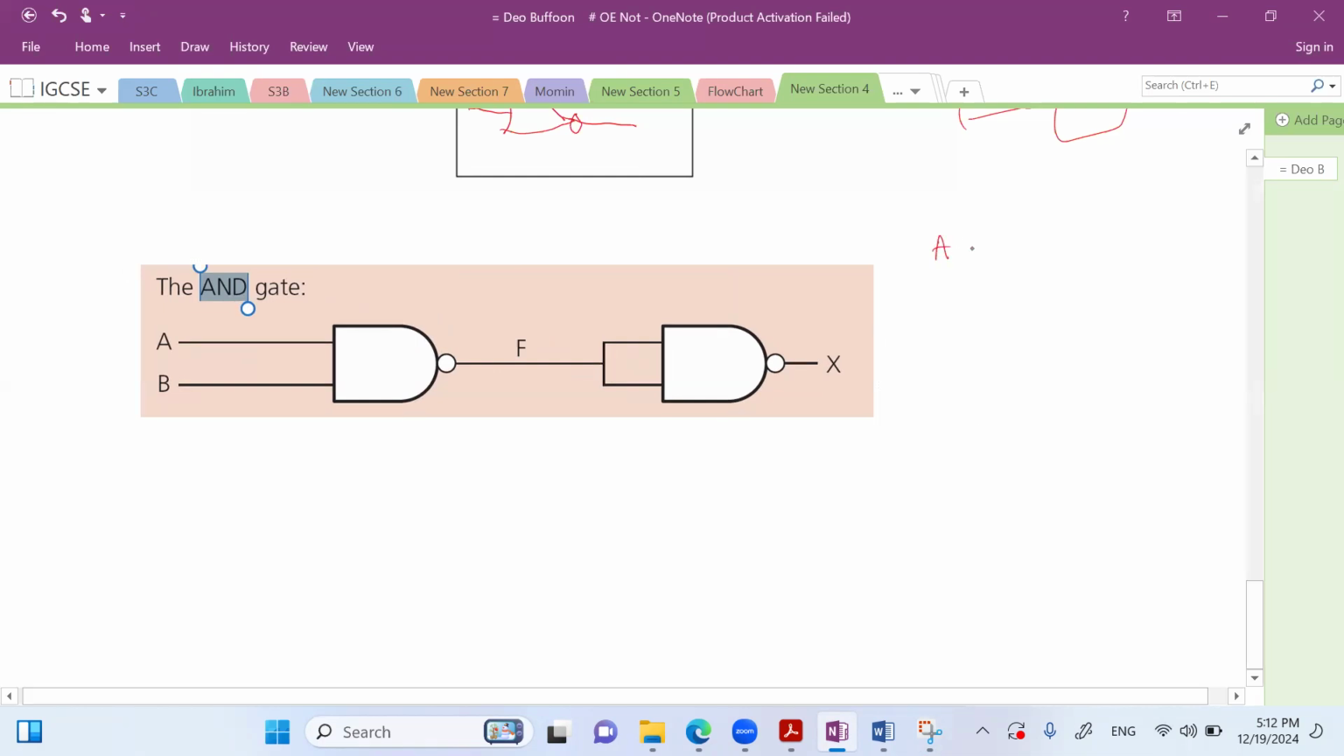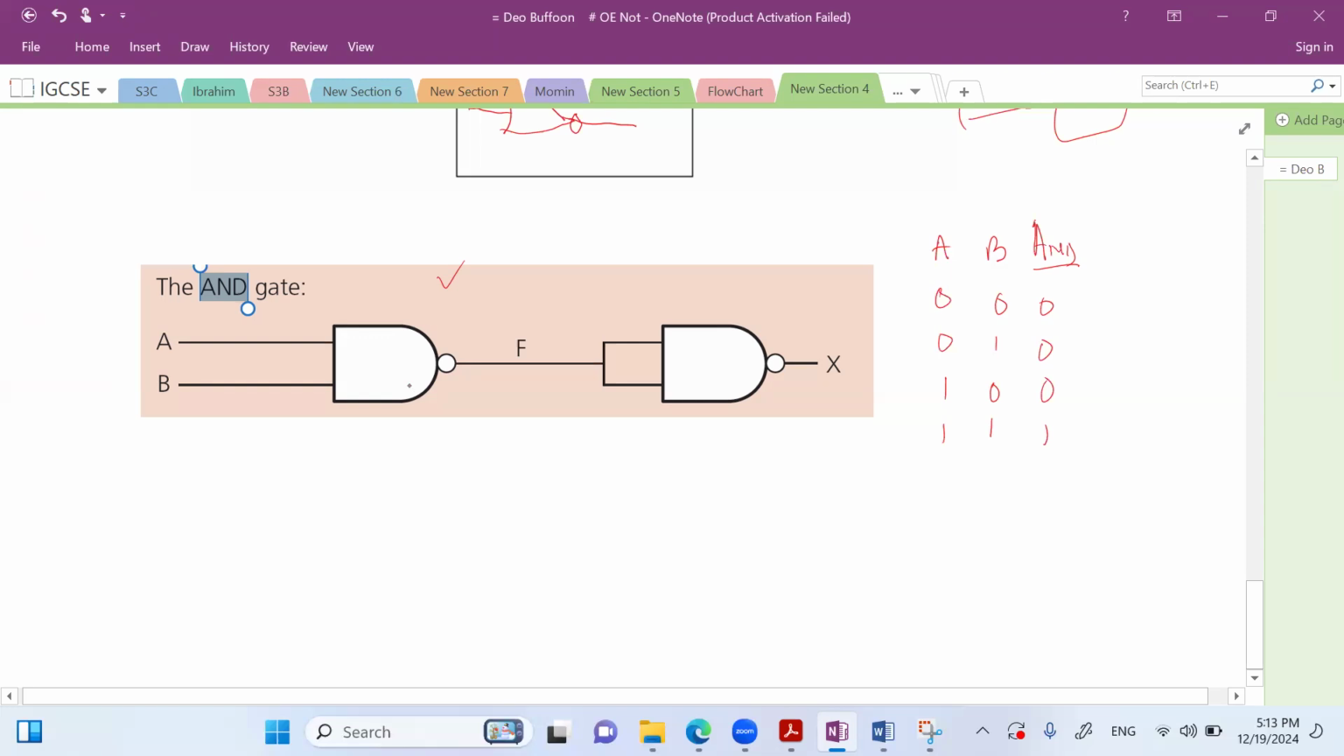Basically, we have only two inputs, A and B, and we know that the AND gate behavior is very simple. If we are going to write AND, the AND behavior is 1, 0, 0, and 0. Is this correct? But if we are going to write this circuit, let's find out what is happening.